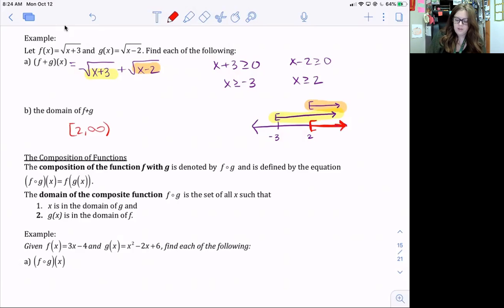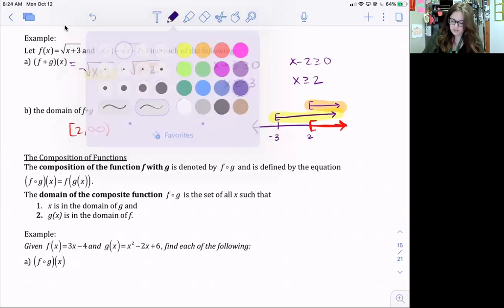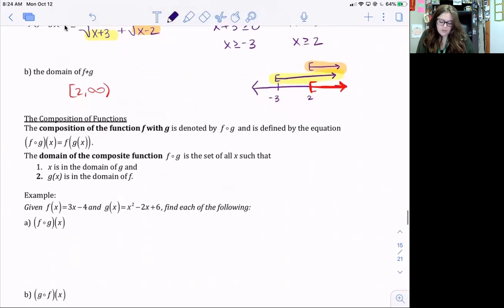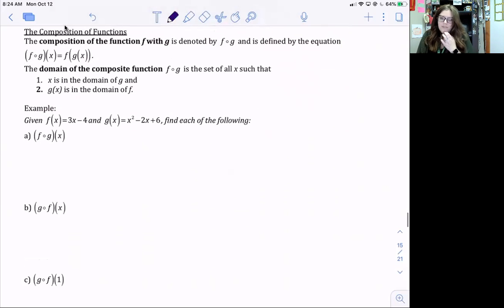Okay. All right, so now let's look at composition of functions. So the composition of the function f with g is denoted f composition g and is defined by the equation f of g of x. So here's what I recommend. That little circle equals "of", okay? And anytime we say "of", we open our parentheses.